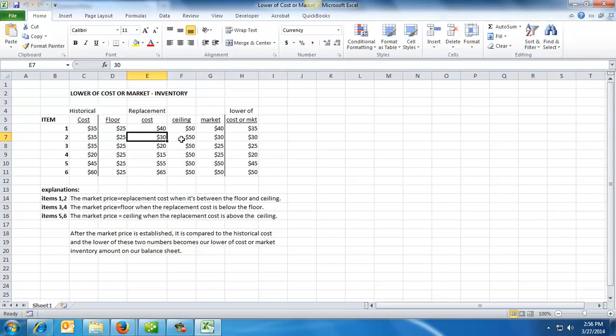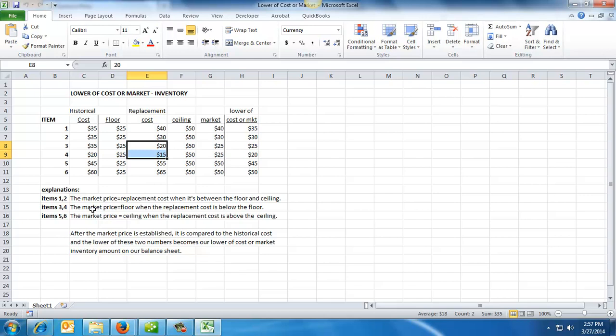It's between the floor and the ceiling. And in your text you can see the definition of what establishes the floor and the ceiling. So, our market price is $40 in this case. We compare that to the cost, and we take the lower of those two, which is $35. In scenario 2, our market ends up being $30. That is lower than the cost, so our lower of cost or market ends up being $30, the market.